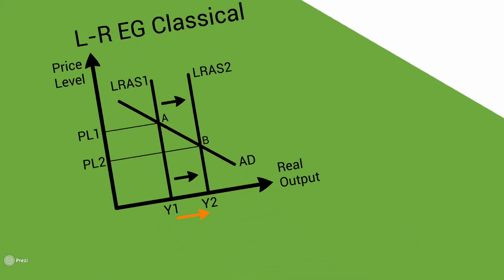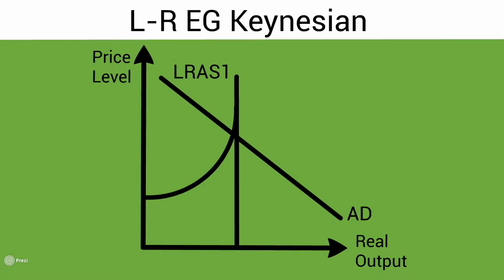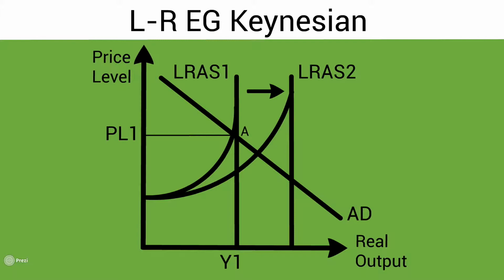Now let's look at what long-run economic growth looks like in a Keynesian AD-AS diagram. Our economy has a long-run aggregate demand level of AD, and its initial long-run aggregate supply curve is LRAS 1. This leads to the price level in the market being PL1 and the level of output being Y1. The government then chooses to use some supply-side policies that increase the productive potential of the economy. This is represented by the long-run aggregate supply curve shifting outwards from LRAS 1 to LRAS 2.